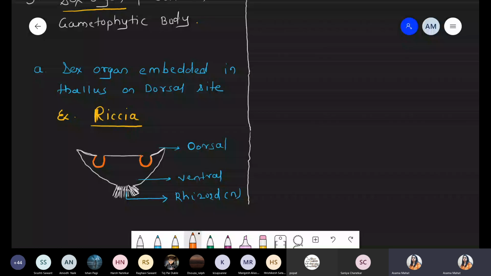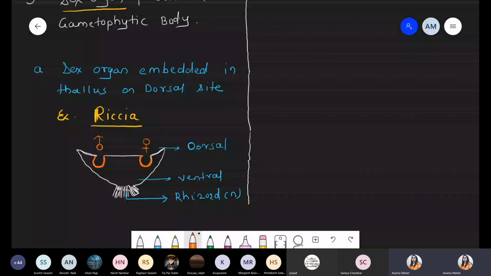So, for example, you can represent that this part is the cavity, the place where the male sex organ is present, and this is the site where the female sex organs are present. In case of Riccia, it's very common. The sex organs are part of the gametophytic body, and they are hidden, embedded. So in this condition, you can simply say it is a single body, and inside the single body, two sex organs are present on the same body. One is male, another one is female.